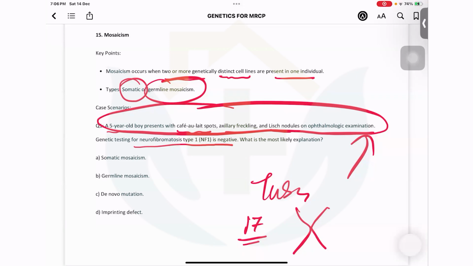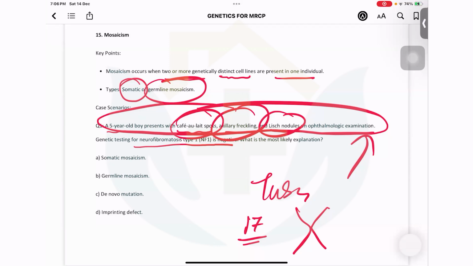How do you diagnose neurofibromatosis? You only need two things. One is cafe au lait spots, and the other is axillary freckling or neurofibromas or Lisch nodules. Any two may be present. Here three are present. So for all practical purposes, with cafe au lait spots and Lisch nodules, this is practically neurofibromatosis type 1.